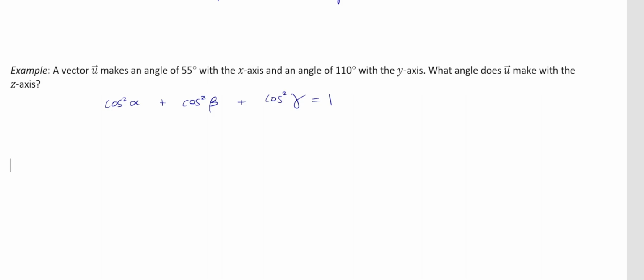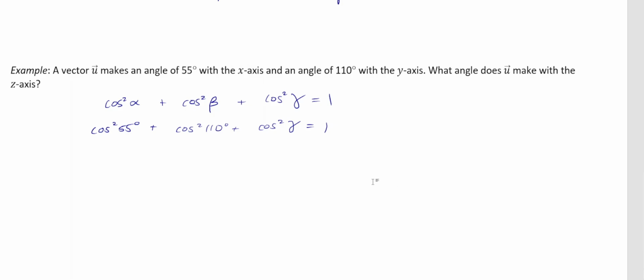Alpha is already given to me in the question. It's 55 degrees because that's with the x-axis. And beta is given to me as well. That's 110 degrees because that's with the y-axis. So I need to find the angle gamma that it makes with the z-axis. Let's go ahead and sub some values in. Okay, so there we go: cosine squared 55 degrees plus cosine squared 110 degrees plus cosine squared gamma is equal to 1.